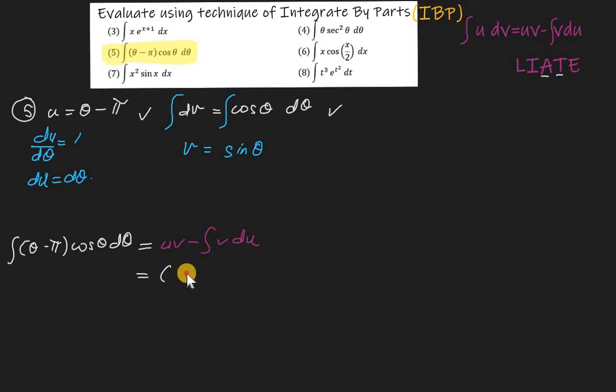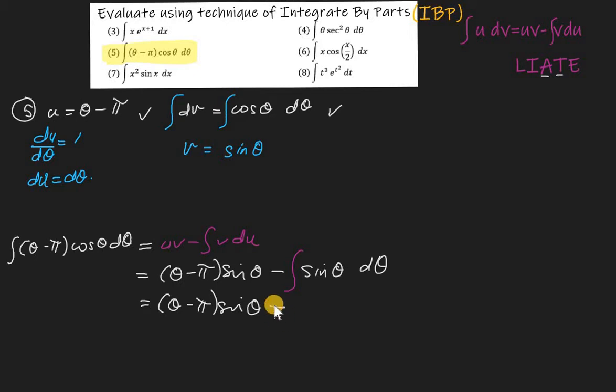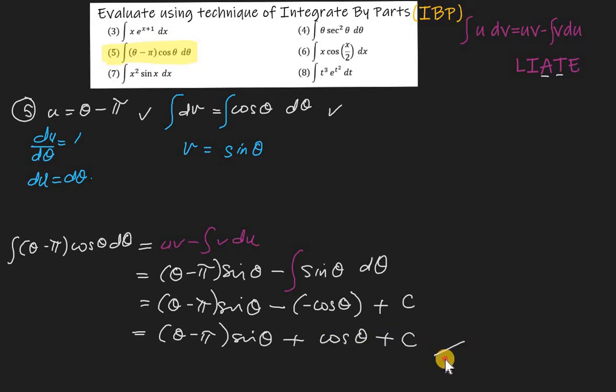So we have u as theta minus pi, the v as sine theta, minus the integration of v sine theta, and the du is d theta. Easy, right? So let's further solve this integral of sine theta. Again, we look at our formula list. The integral of sine theta is negative cosine theta plus c. So we simplify it further, and eventually it becomes plus cosine theta plus c. Easy, right? So this is the method of integration by parts.